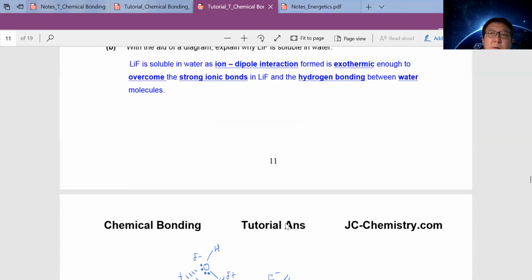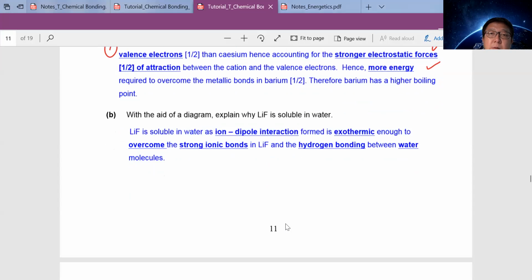The diagram is below. Can we move now? The diagrams are there.